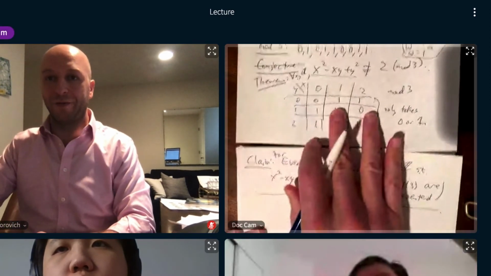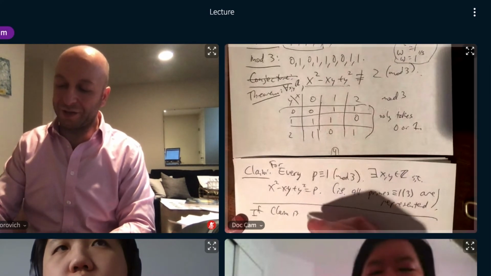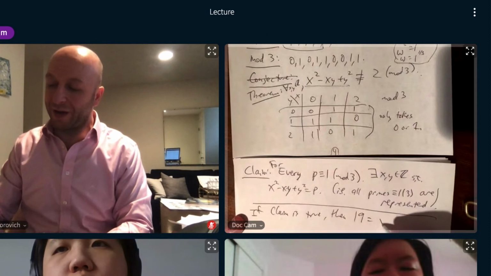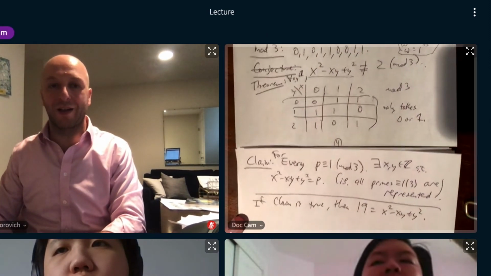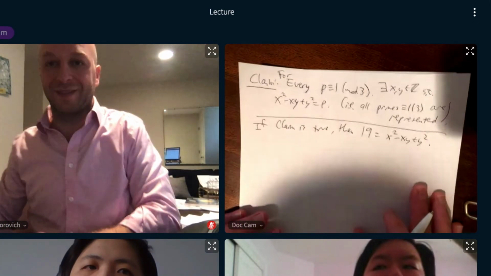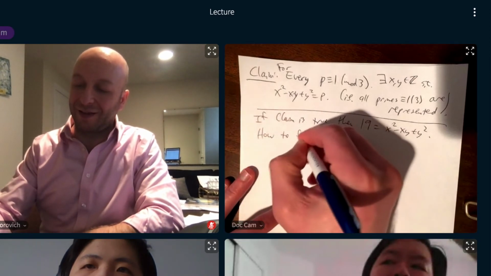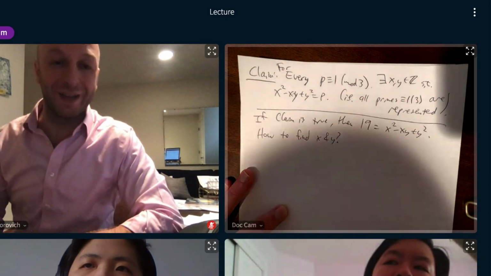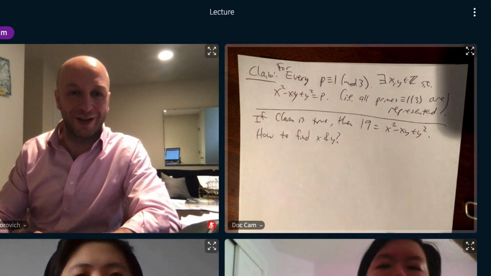So if the claim is true, then 19 can be written as x squared minus xy plus y squared. Can we find an x and y that makes this happen? How to find x and y. And in the process, we'll prove that x and y exist. Sriya, you want to say? Oh, you already got it, Dipendra.